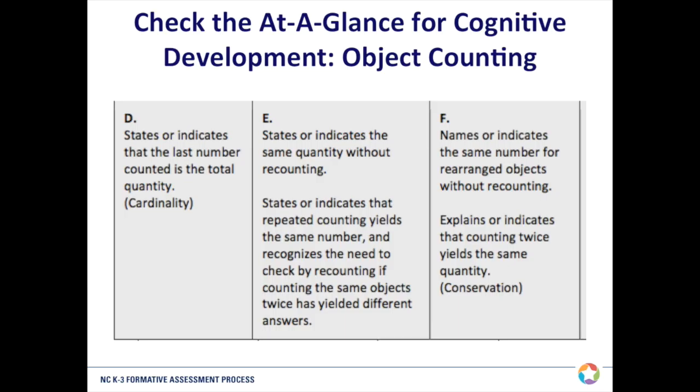Have you determined the student's current learning status? Look at skill step E. States or indicates the same quantity without recounting. This is her current learning status. So our learning target would be skill step F. Names or indicates the same number for rearranged objects without recounting.